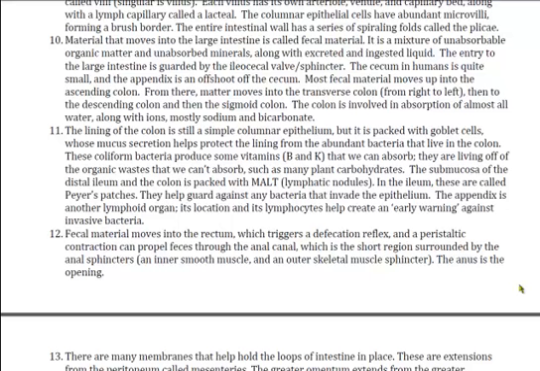There are two sphincters here. There's an inner and outer sphincter. The inner anal sphincter is smooth muscle and involuntary. The outer skeletal muscle sphincter is voluntary.